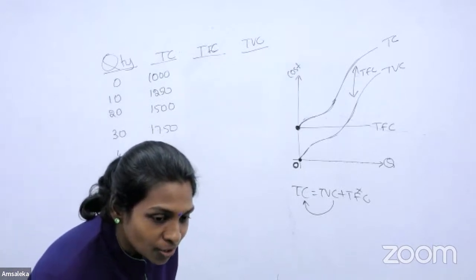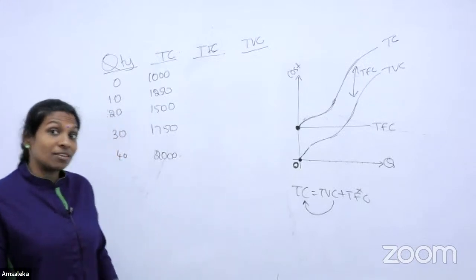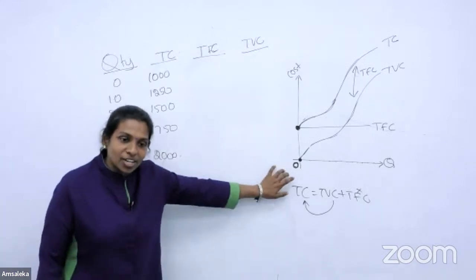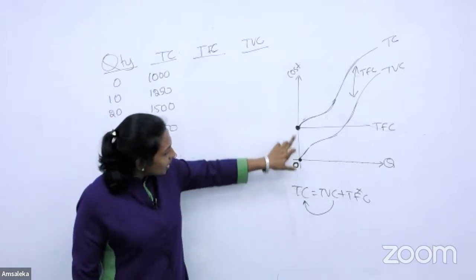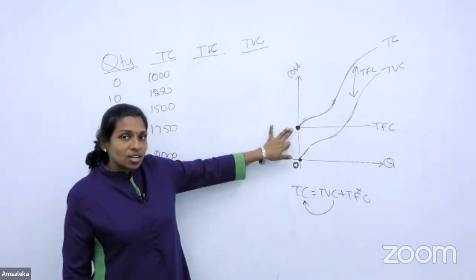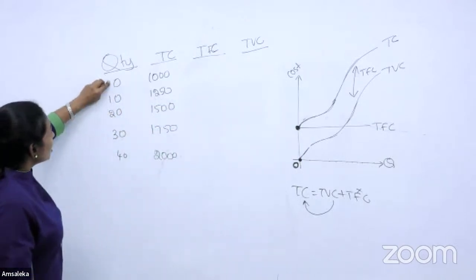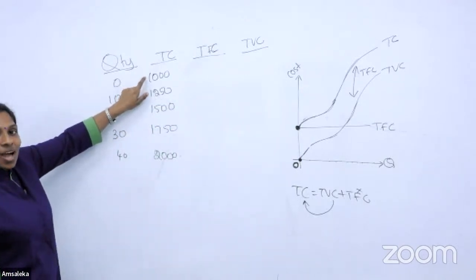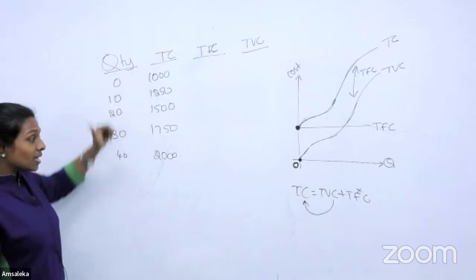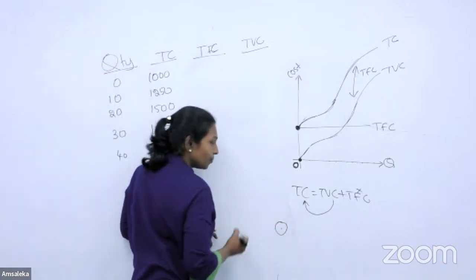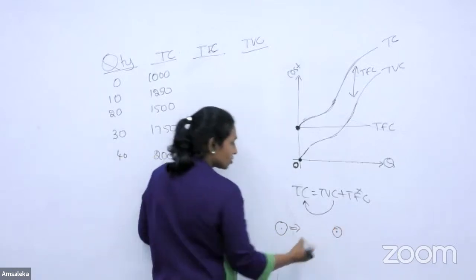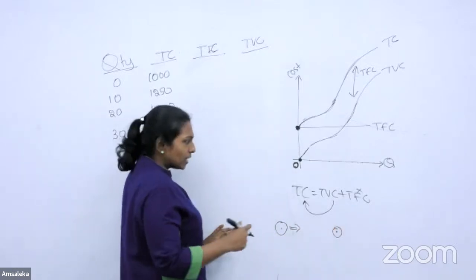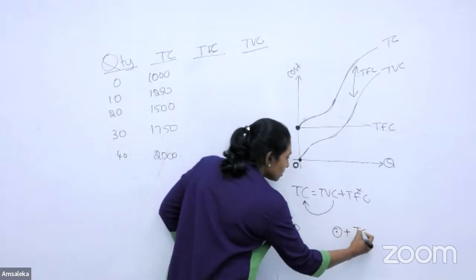Very good. Appreciated. Why? Right now I explained you. At zero production, there is an existence of total fixed cost, no? So at zero production, 1,000 is given. Because in zero production, there is no variable cost. Only fixed cost is available.